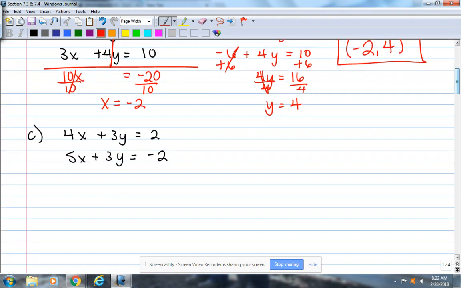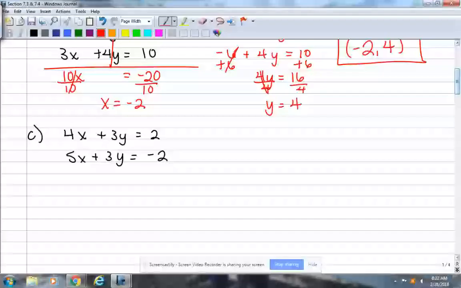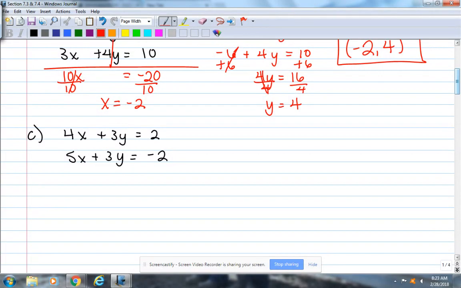All right, look at C. Ooh. Why are we ooh in this one? Because there's no variables that cancel out. Those threes are looking like they might, but when I add them together, I really get 6y instead of 0y, right? Okay, you told me you knew what to do. What do we do?